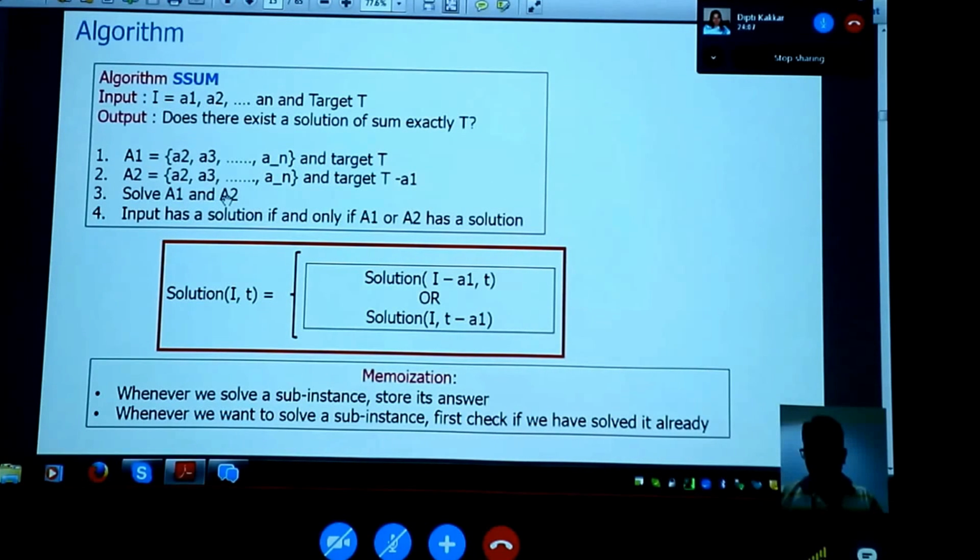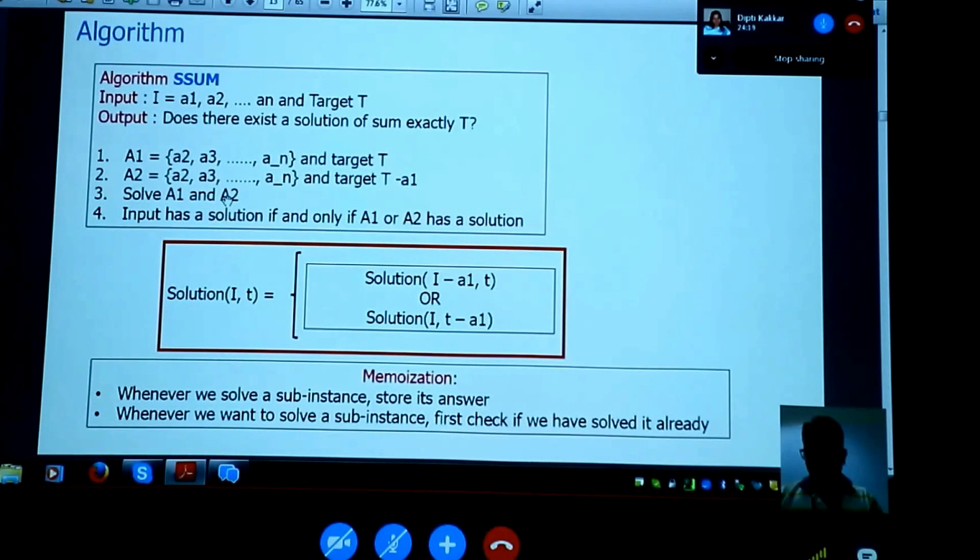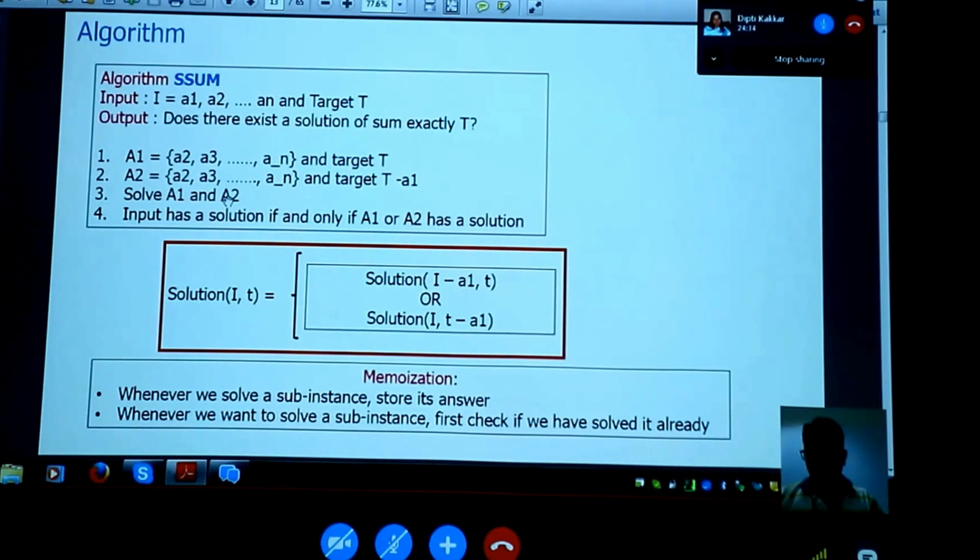Now, when can I say I has a solution? Only when either the first instance has a solution or the second has a solution. At least one of them should have a solution, because I'm exploring both options, right? So I'll say that I has a solution if at least one of them has a solution. And I'll solve both recursively, as we saw in that diagram, right? Now, this can be succinctly represented using a recurrence relation. This is the recurrence relation for this dynamic program.